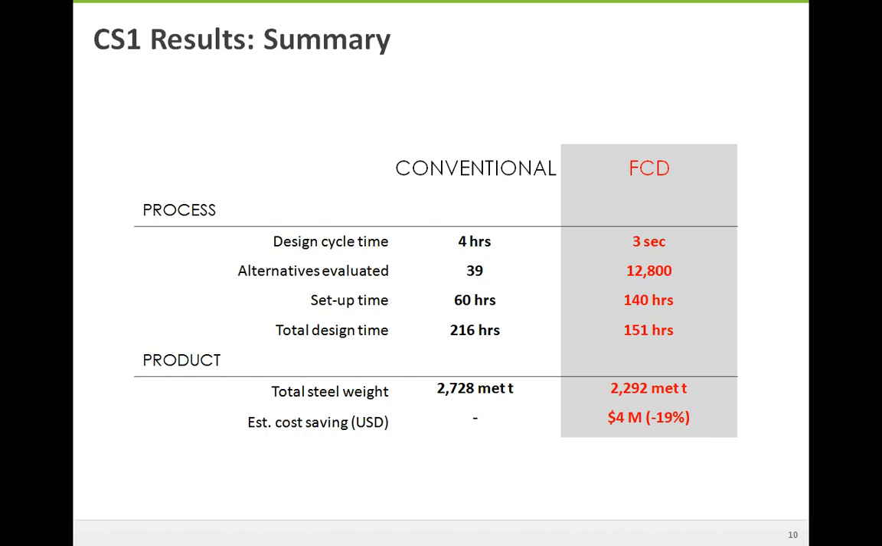But what's more significant, I think, is if you compare the performance of the product, we're able to reduce the steel weight of the roof in this case by about 20%, which for a large structure like that is a significant financial difference. In this case, at the time, which was maybe 3 or 4 years ago, that was about $4 million in steel savings in US dollars.